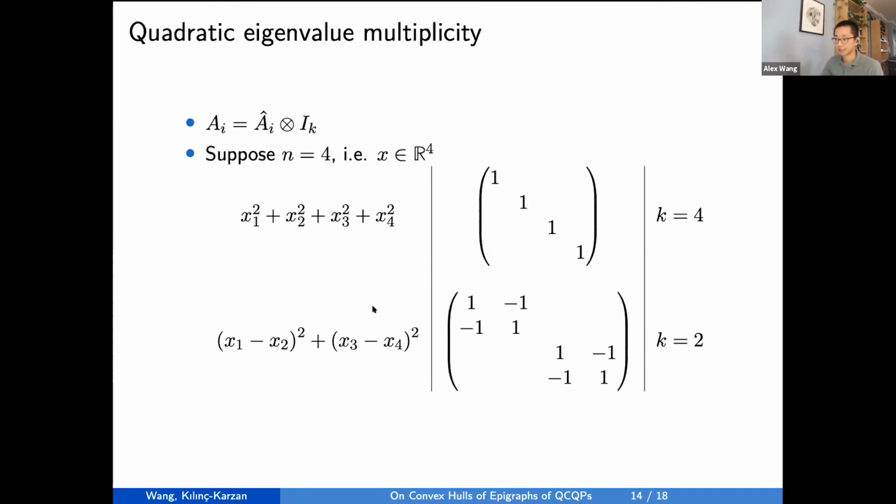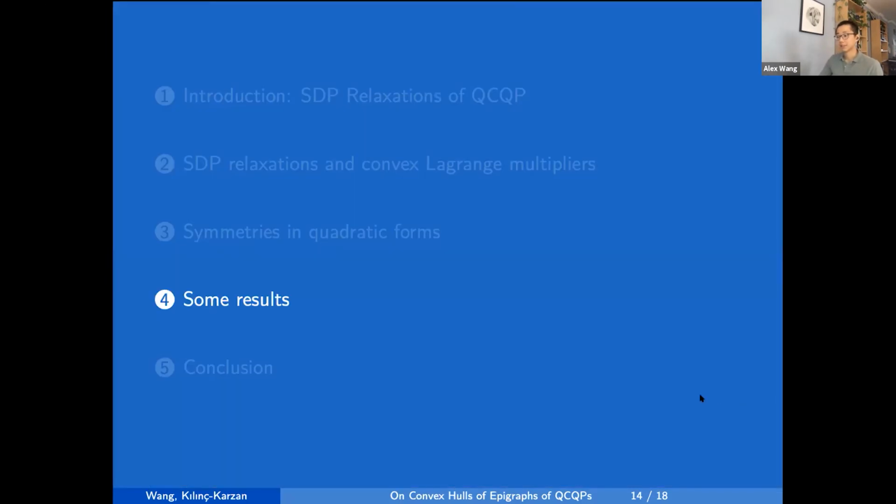And looking at this on the left here, you also notice that there's some sense of symmetry. So for this quadratic form, we would have k equal to 2. All right, so finally, I can tell you about our results.